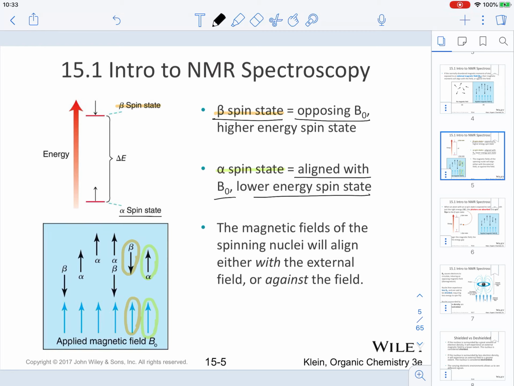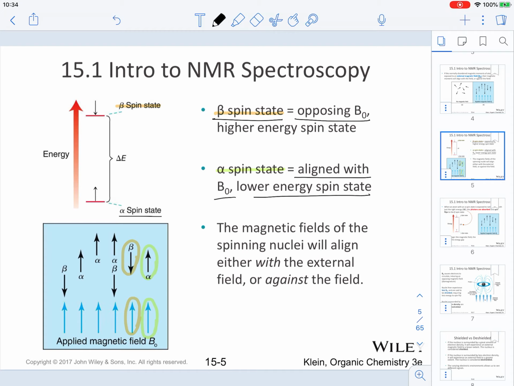Beta spin state will be kind of like swimming against the current, so it will take more energy. That's why it's higher energy, in terms of the analogy. And the alpha spin state is going to be kind of like the energy that we will spend if we're swimming with the current. Again, because you're going with the current, it's going to take less energy. Just a little analogy that will help you think about it.